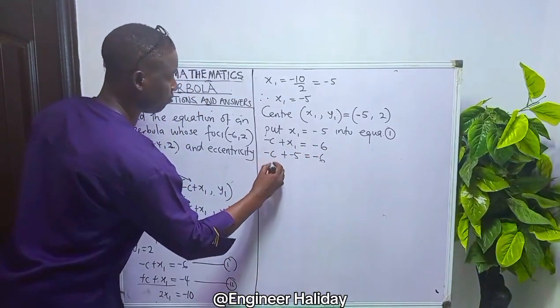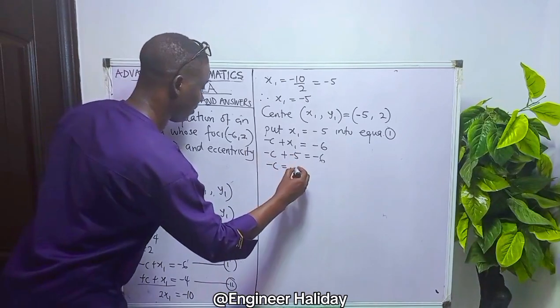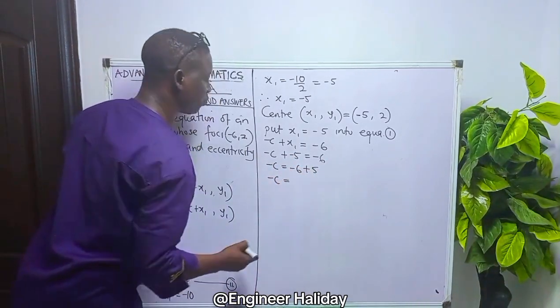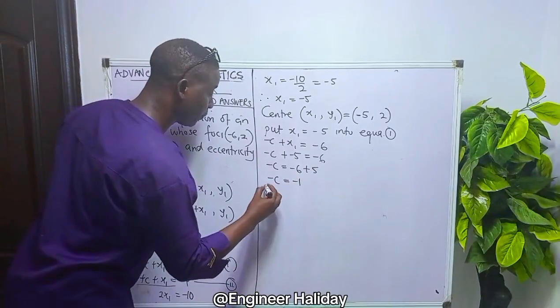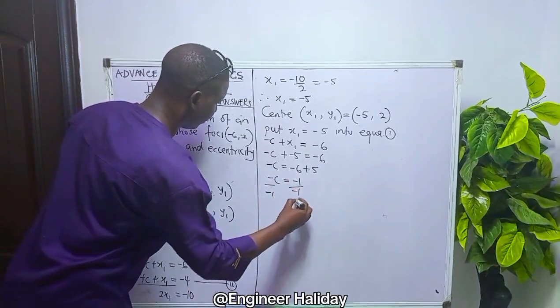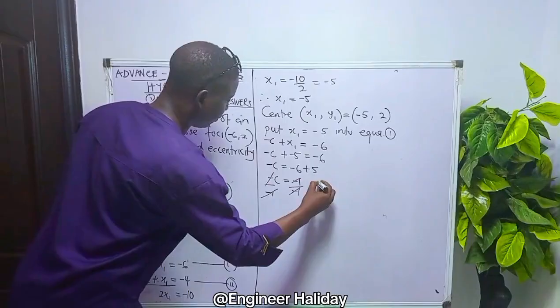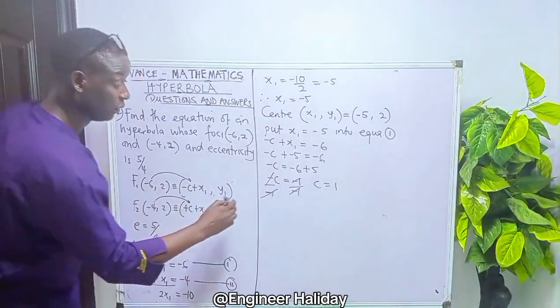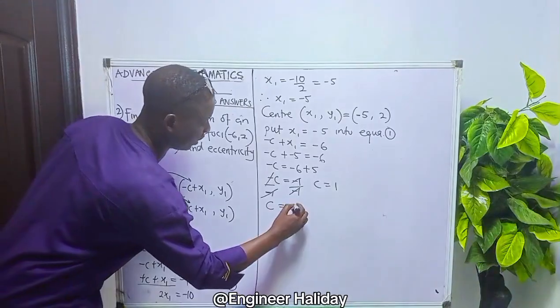Then what do we have? Minus c equal to, take this one together, so minus 6 plus 5 equal to minus c. Minus 6 plus 5 equals minus 1. Divide both sides by minus sign. Simply we are going to have what? c equal to 1. Now we have gotten our c very clear. So we are going to go with c equal to ae.